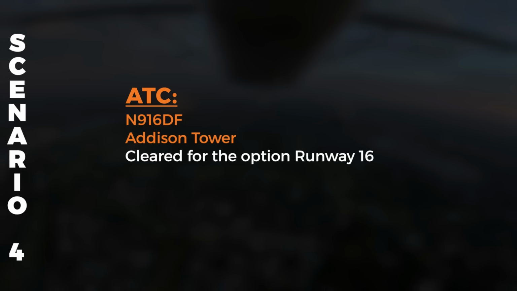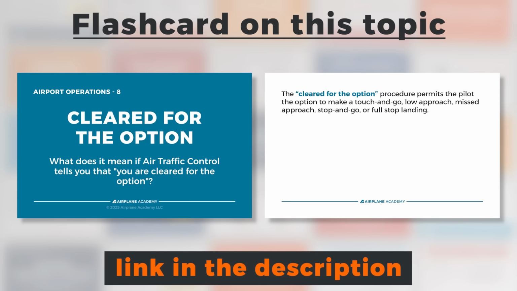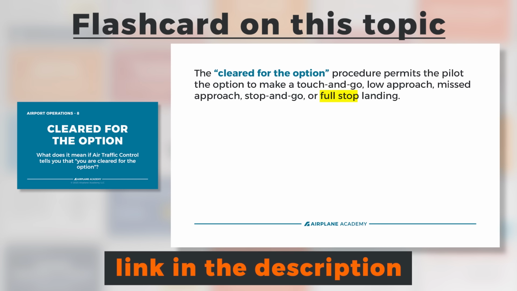But another way they might clear you to land is by giving you an instruction called cleared for the option. So it might look exactly like everything we just said, but they'll say, cleared for the option, runway 16. So what is the option? Well, the option is what it sounds like. You have the option to either do a full stop landing, a touch and go, stop and go, low approach, missed approach if you're IFR, that kind of thing. And so it just gives you the option to do what you want.